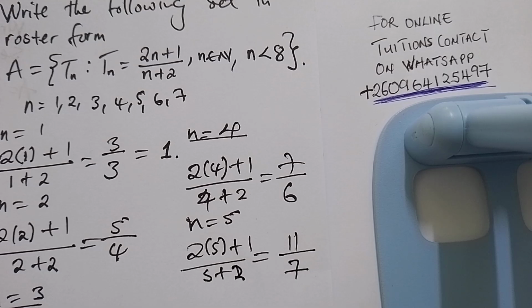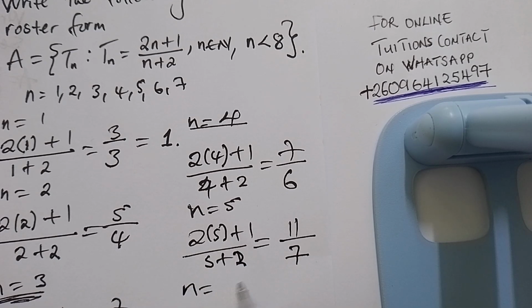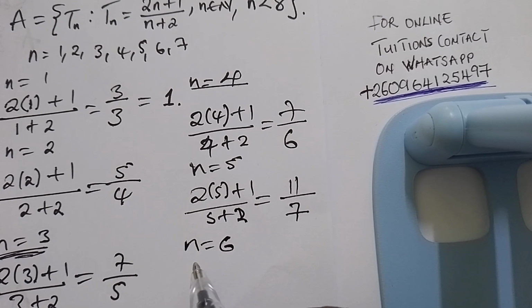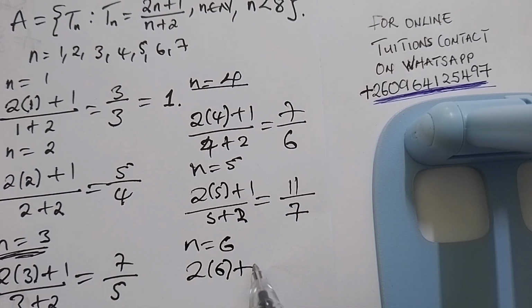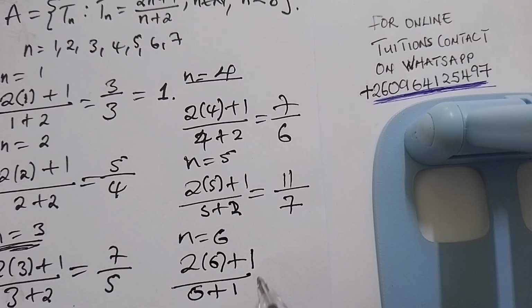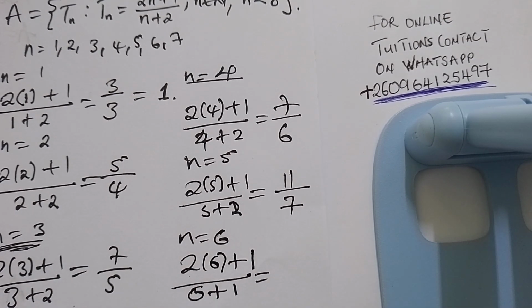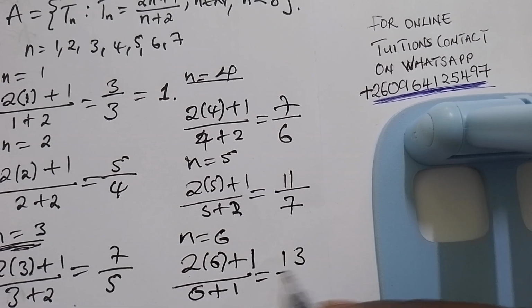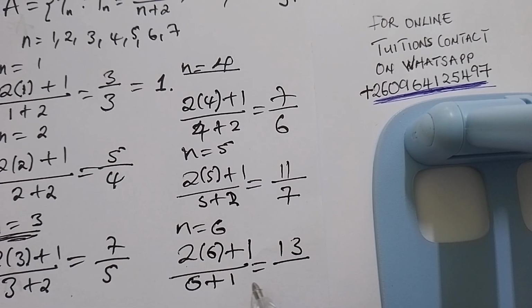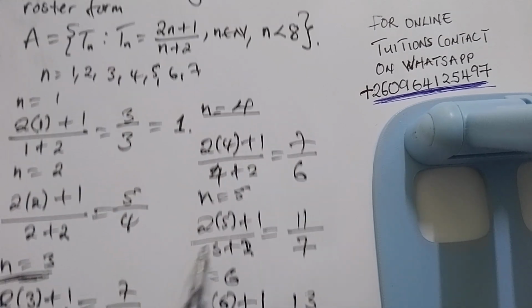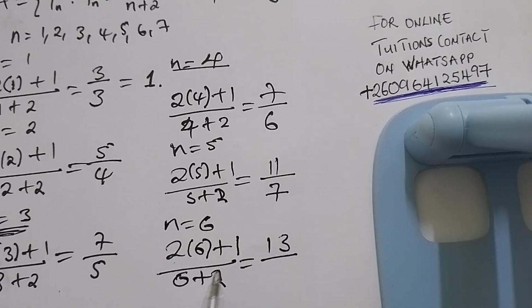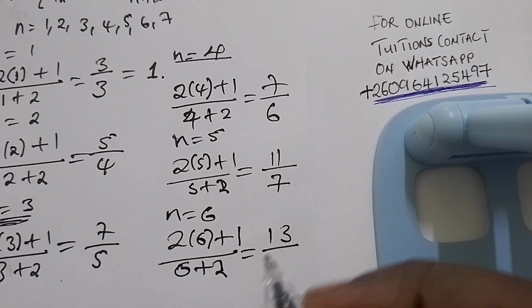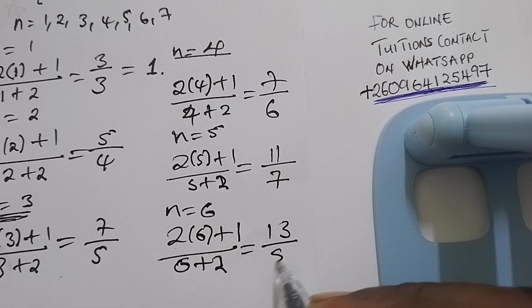We'll continue using the same idea. The next one is n equal to 6. So this is going to be 2 times 6 plus 1 over 6 plus 2. Multiplying, that is 12, giving us 13 over, because in the equation there is a plus 2, so 6 plus 2, this is going to be 8.